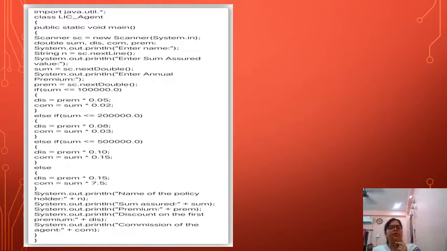See how easy it is. If we have four slabs, then we have to write four if: one, two, three and four. Now we have to print the name of the policyholder first, Mr. Kumar, the sum assured money, how much the sum money is, now what the premium is, what the discount is, and at last what the commission is going to be.